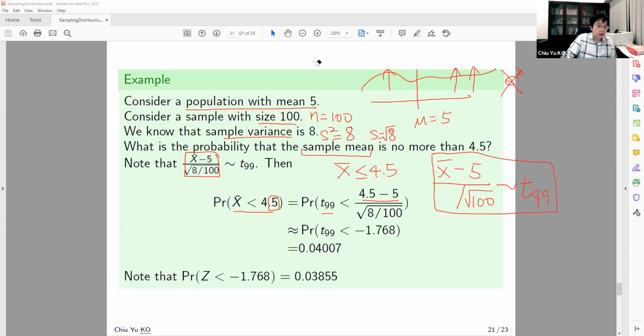So it should be the square root of 8. The result is negative 0.5 over root of 8 over 100. How do we solve this problem? We will use Excel. So let's go to the Excel.